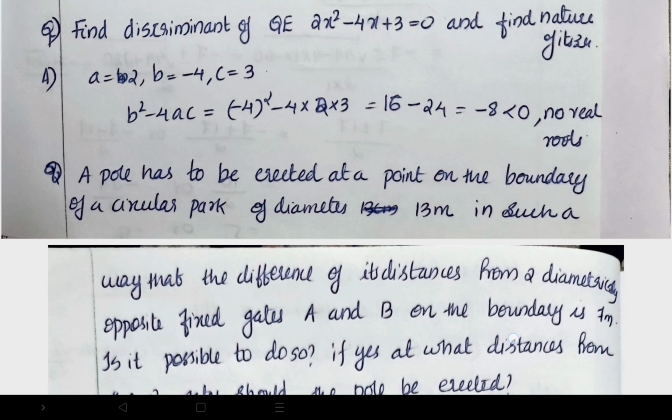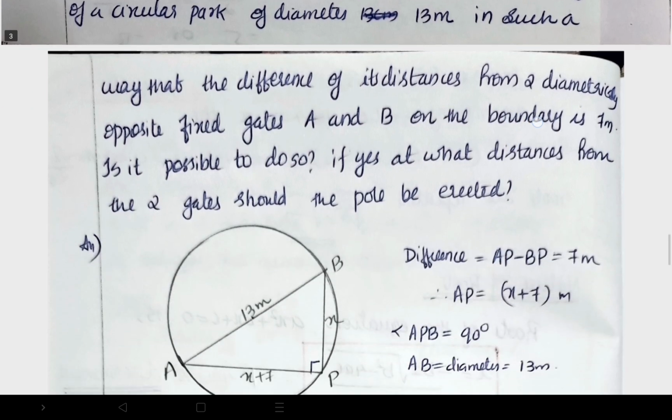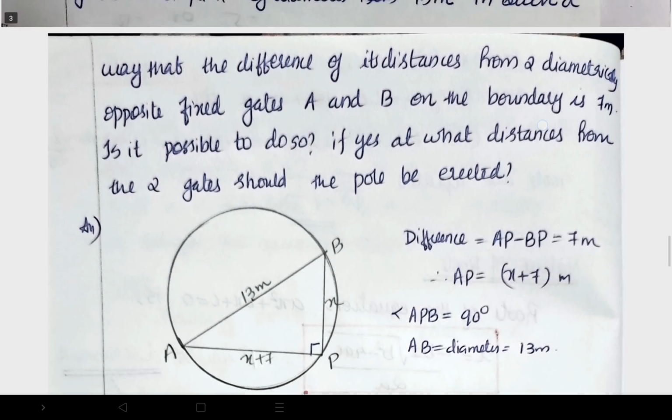A pole has to be erected at a point on the boundary of a circular park of diameter 13 meter in such a way that the difference of its distances from two diametrically opposite fixed gates A and B on the boundary is 7 meter. Is it possible to do so? If yes, at what distances from the two gates should the pole be erected?